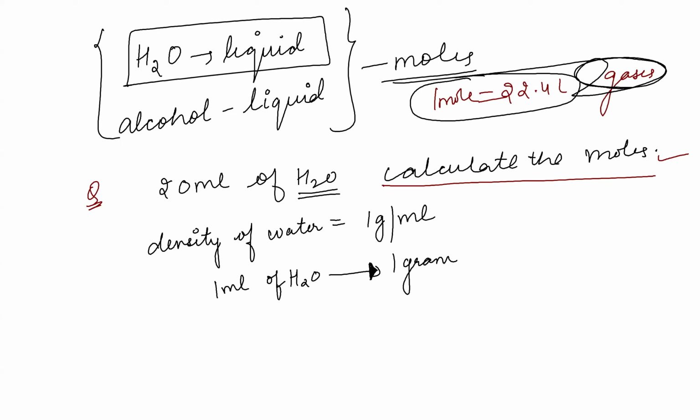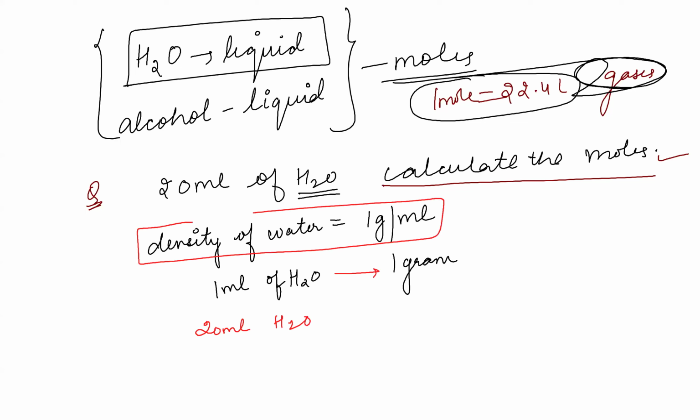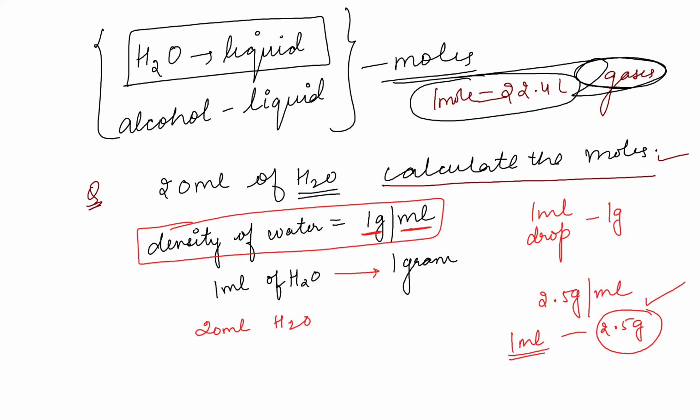So when every milliliter of water weighs 1 gram, I have 20 ml of water. By density, I know the mass per milliliter. For every 1 milliliter of water, the mass is 1 gram. If a liquid's density is 2.5 grams per milliliter, what will you say? That if I take 1 ml of such a liquid, its mass would be 2.5 grams. Are we understanding this part? So 1 milliliter here is going to be 2.5 grams.